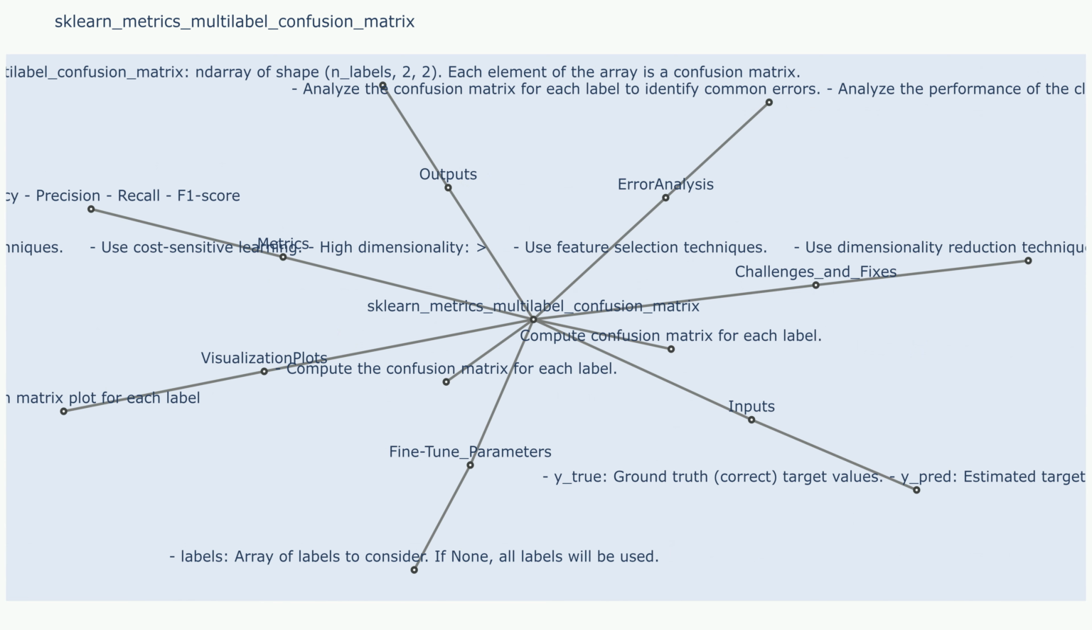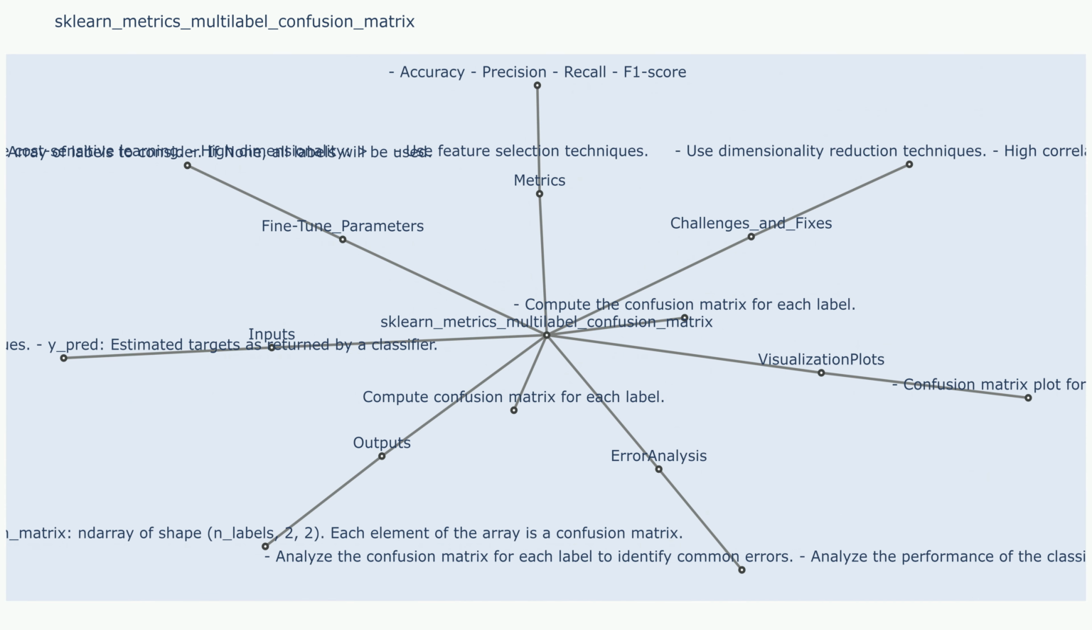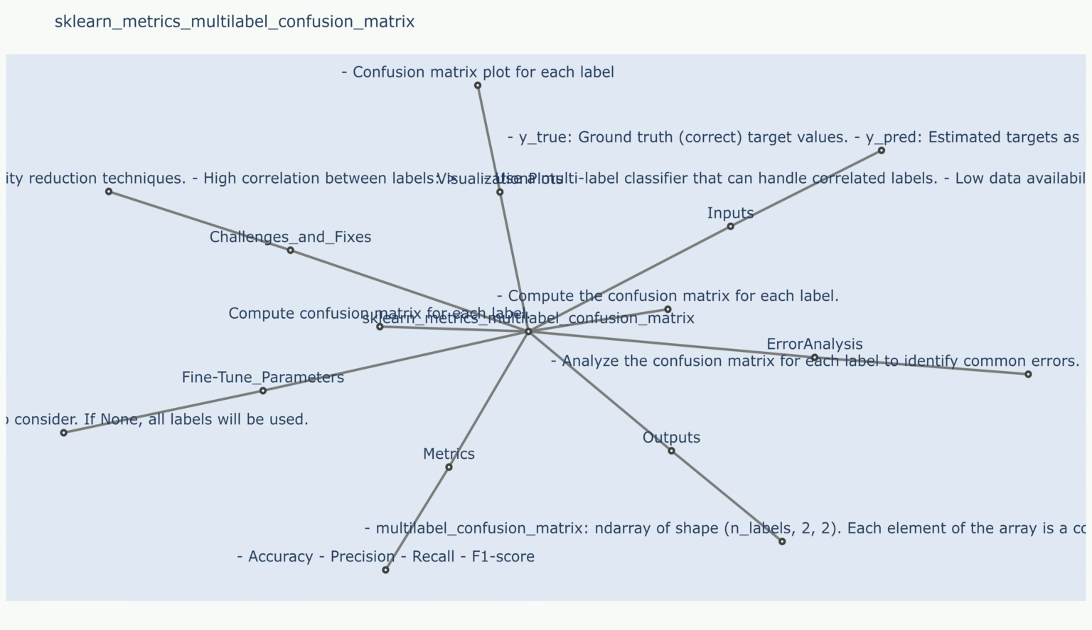Challenge 2: interpreting multilabel confusion matrices. The output of multilabel_confusion_matrix is a list of confusion matrices, one for each label. Understanding the meaning of each confusion matrix and how to combine them to evaluate overall performance can be challenging. Sample use case that resulted in challenge 2: a multilabel classification task with a large number of labels, leading to a complex interpretation of the confusion matrices.